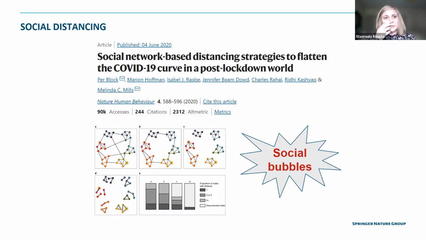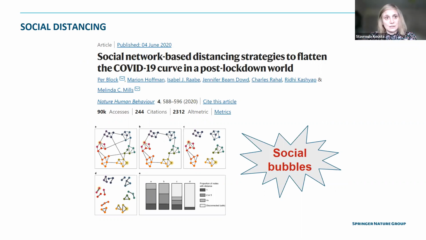Initially, the reaction across several governments to COVID was immediate lockdown. As soon as infections started rising, everything closed down. But the impact of complete lockdowns on well-being, on social and economic impacts, on the economy is huge.